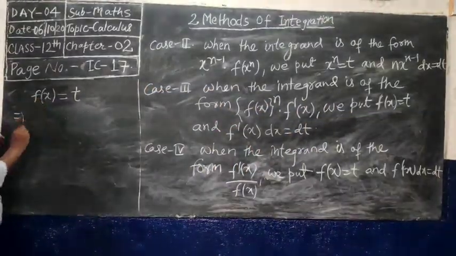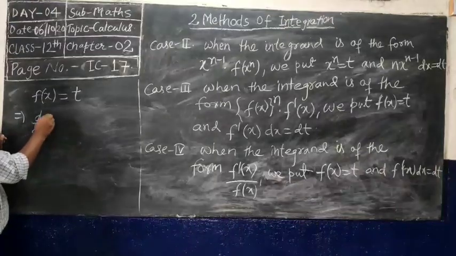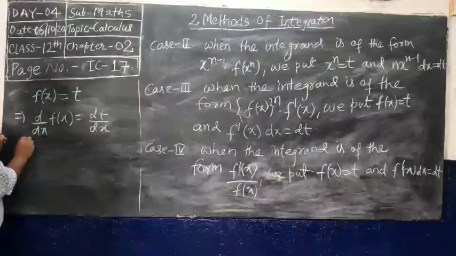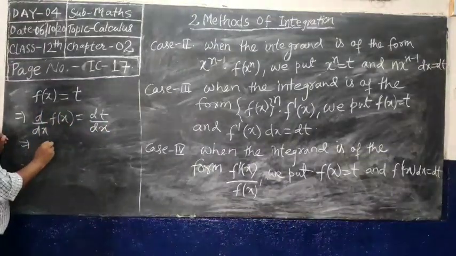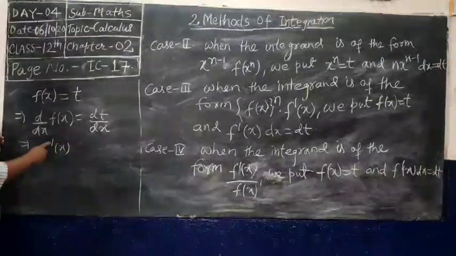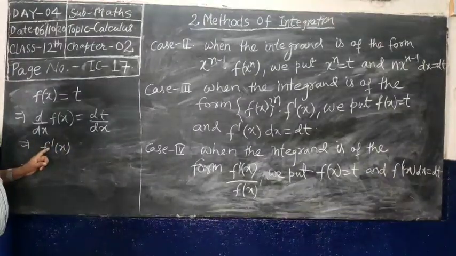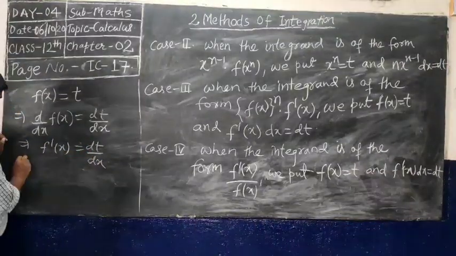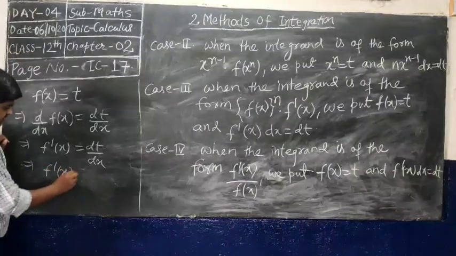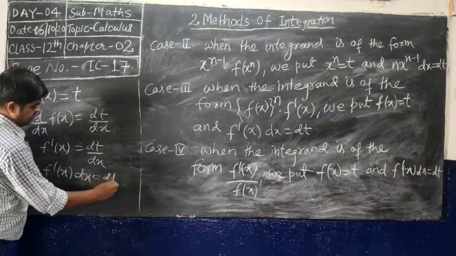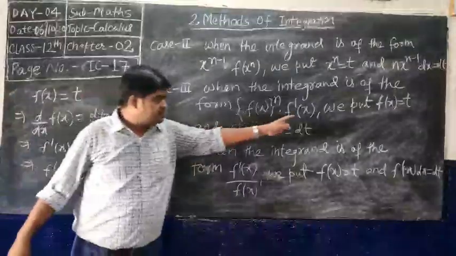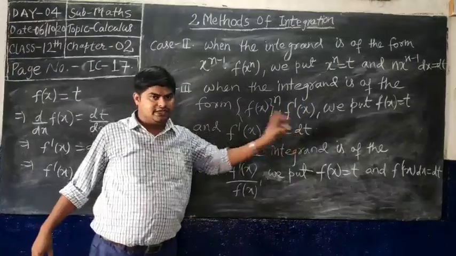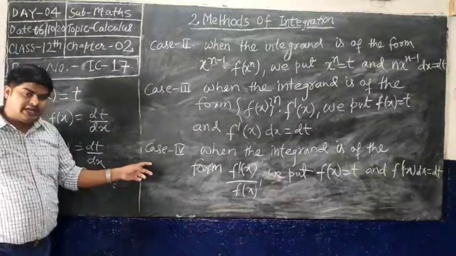Now differentiate the function of x, d by dx. F of x is equal to dt by dx. This is the first derivative, and you have to write here f dash x. For the second derivative, you will put f double dash. This is the first derivative, so you will write here f dash x is equal to dt by dx. Now it becomes f dash x dx is equal to dt. So here you suppose f of x is equal to t, then f dash x dx is equal to dt.